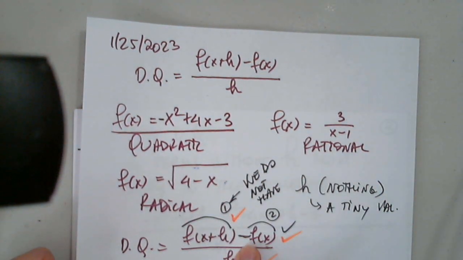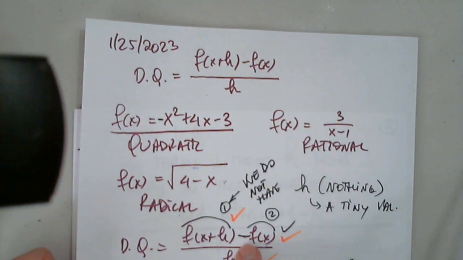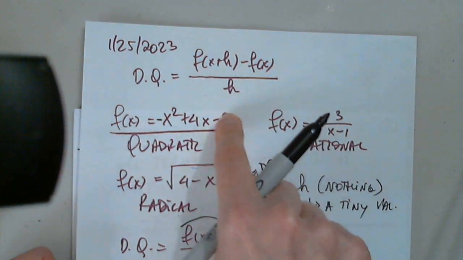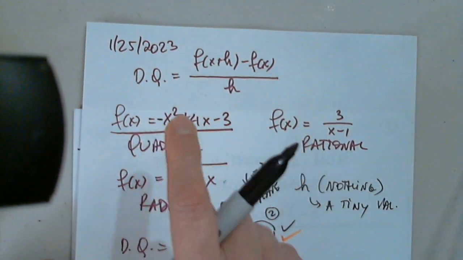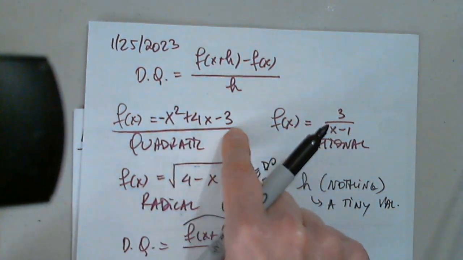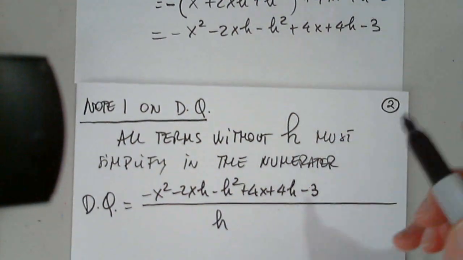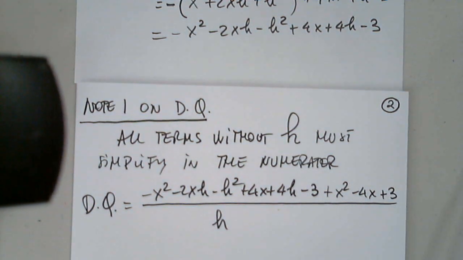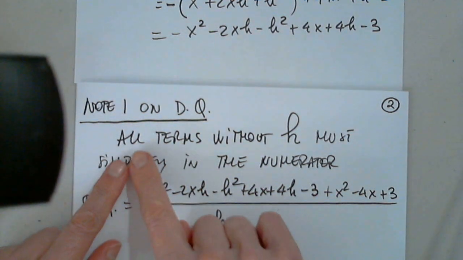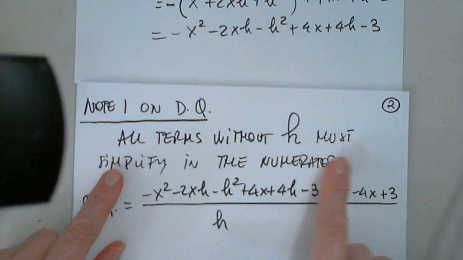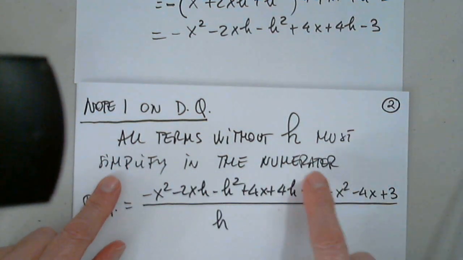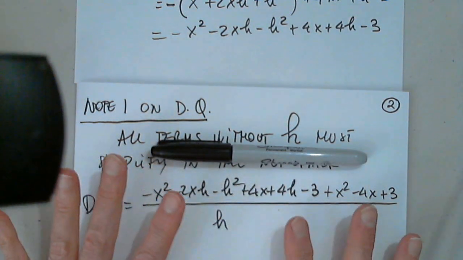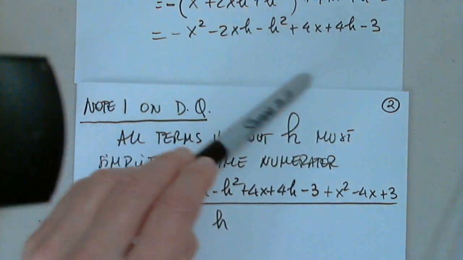The opposite of the function requires that we distribute negative 1 to all three terms, not just the first one. So positive, negative, positive. So plus x squared minus 4x and plus 3. All terms without h must simplify in the numerator. If that's not the case, I messed up. Something is terribly wrong.